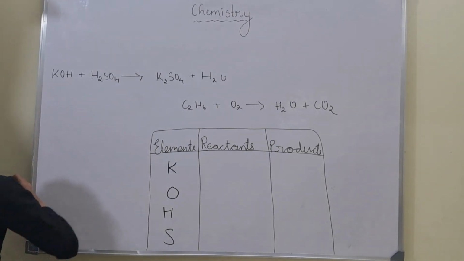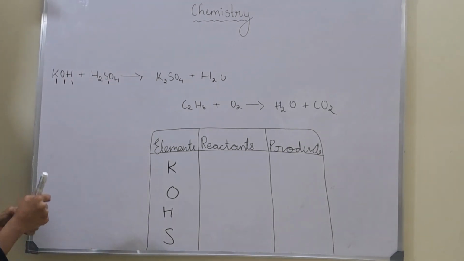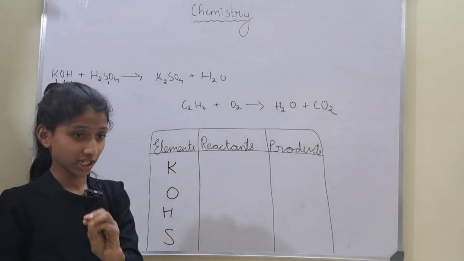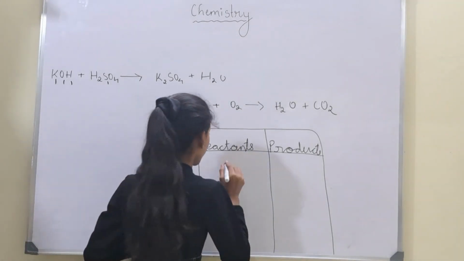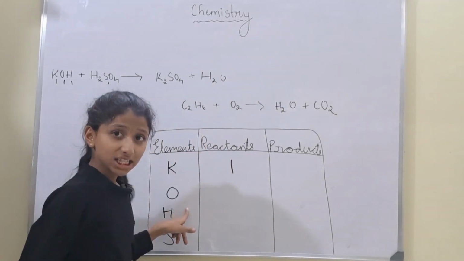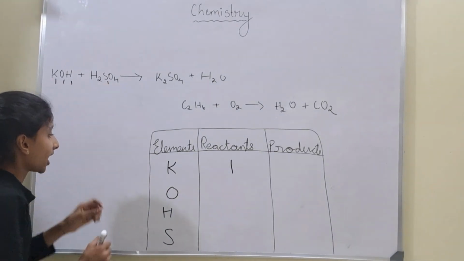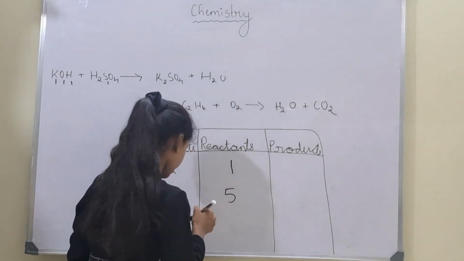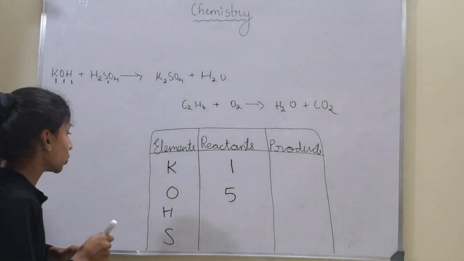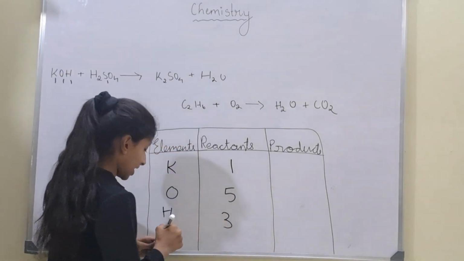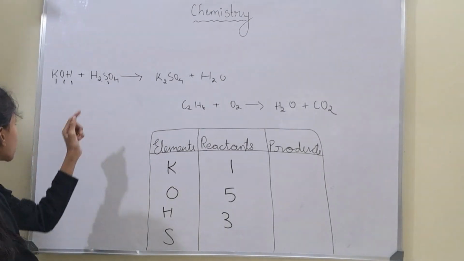1. If there is no subscript, we will consider it as 1. So on the reactant side, the number of atoms for potassium is going to be 1. So I will write here 1. And as for oxygen, 1 plus 4 gives us 5. And for hydrogen, 1 plus 2 gives us 3. As for sulfur, on the reactant side, the number of atoms is only 1.